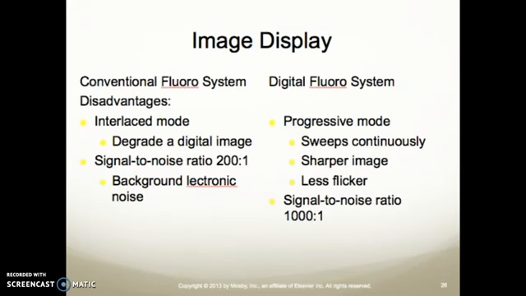So when you're looking at the image display here with a conventional fluoro system, the disadvantages are that you have interlaced modes, so it degrades the digital image, and signal to noise is about 200 to 1. You have background electronic noise, sorry about that. And with your digital fluoro system, you have progressive mode, and it sweeps continuously, so you have a sharper image with less flicker, and your signal to noise ratio is 1,000 to 1.